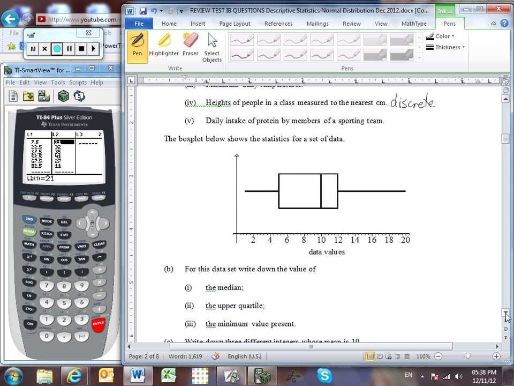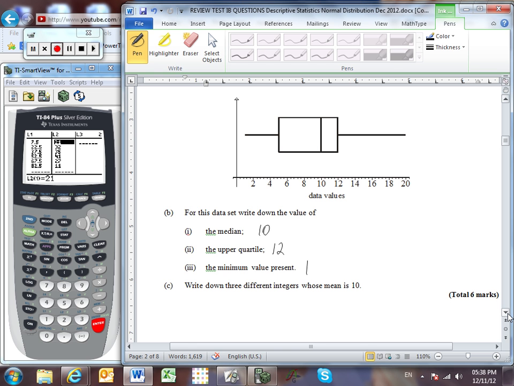For the statistics, for some data, we need to write down the value of the median. Well, the median, we know that it's this bar in the middle. This lines up with 10. The upper quartile, we can see, lines up with 12. And the lower quartile, we're not being asked for, but it does line up with 5. The minimum value present, we can see the end of the whisker lines up with 1.